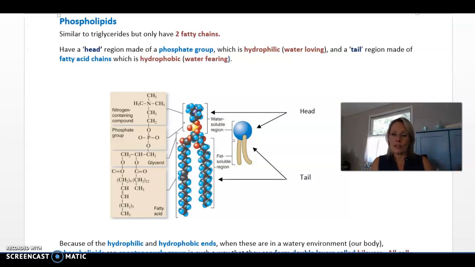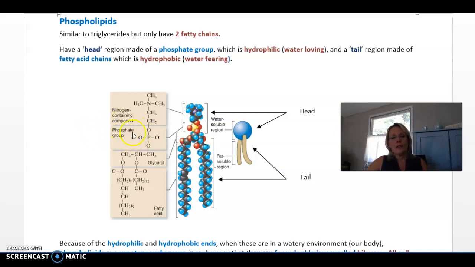Okay, so we're going to continue our discussion about the organic compound lipids. That is one of the four that make up much of our body. And we're going to now discuss phospholipids. So these are similar to triglycerides, but instead of having 3 fatty acid chains attached to a molecule, they only have 2. And it's not connected to a glycerol molecule. It's connected to another smaller molecule that contains a phosphate group.